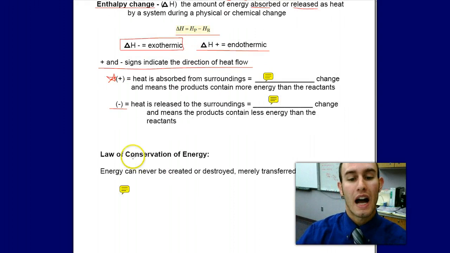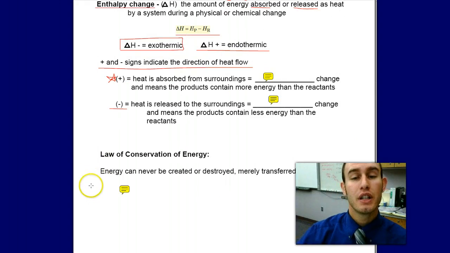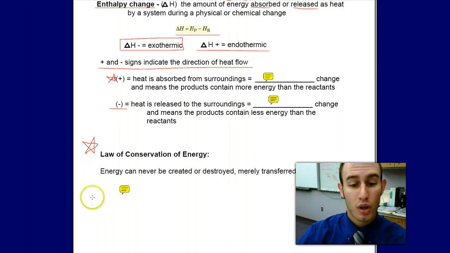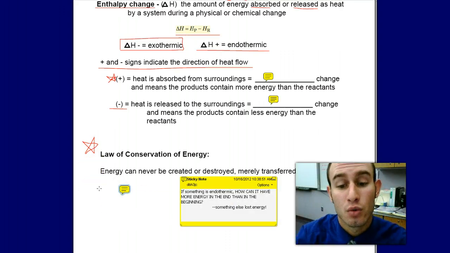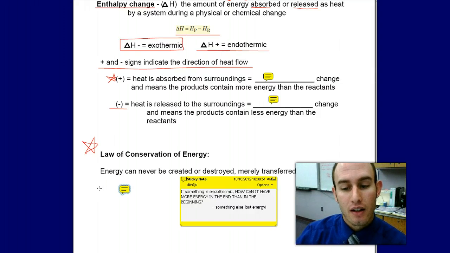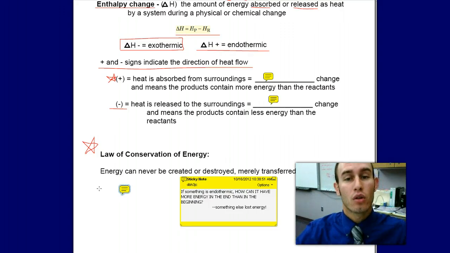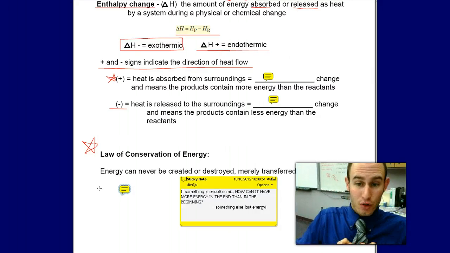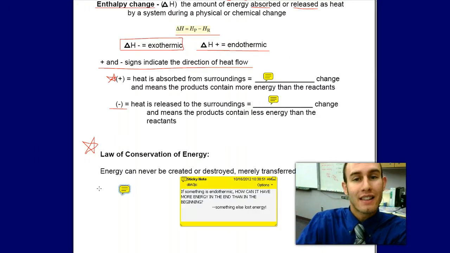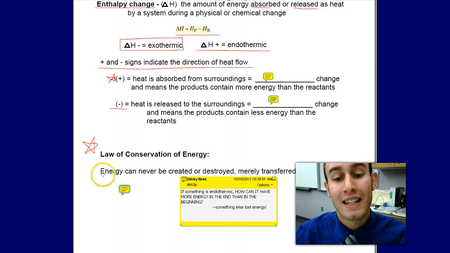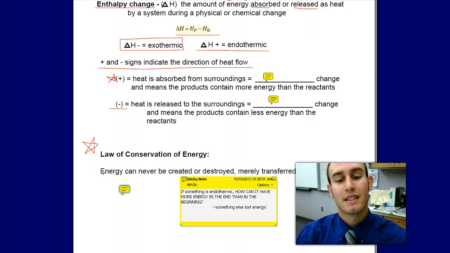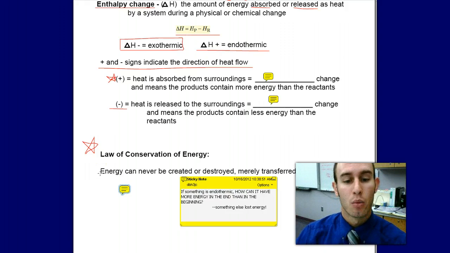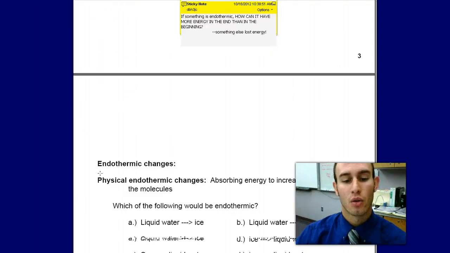Quick review. The conservation of energy. Energy can never be created or destroyed. You have to know this. If you haven't written this down or put it in your notes, put it in there. And put this in here in your notes as well. If it's endothermic, how can it have more energy in the end than in the beginning? Well, something else has lost energy. In order for it to gain energy and bring energy into it and be endothermic, it has to take the energy from somewhere else. Because energy cannot be created or destroyed, it has to take it in. So think about that, and we're going to look at some examples of endothermic and exothermic examples.